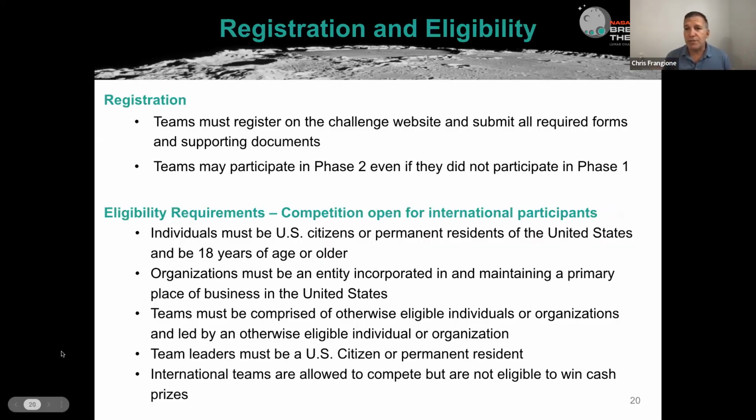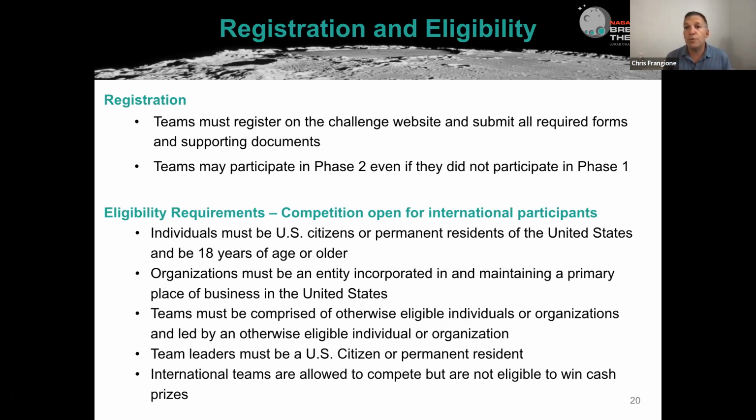So how do you register and how are you eligible? You must register to participate. So you could go to the challenge website. Ali's going to walk you through that in a little bit. And as I mentioned 2 or 3 times already, and we're going to keep mentioning because we want everybody on here to participate, you didn't have to participate in phase 1 to participate in this phase.